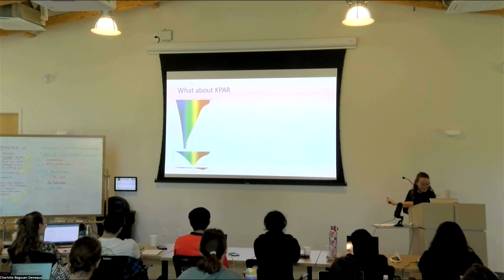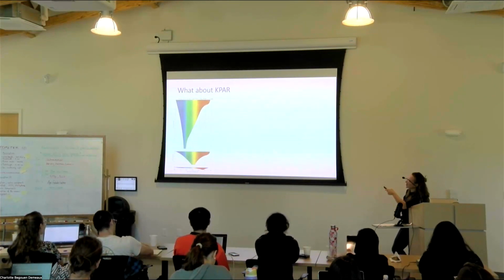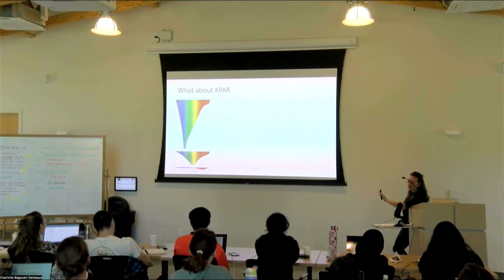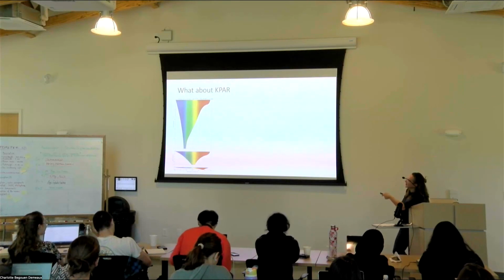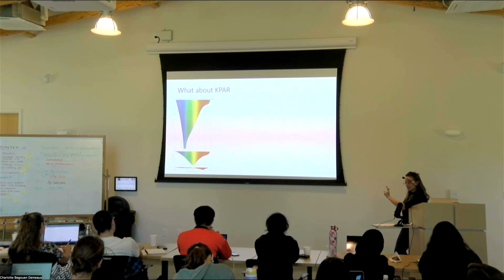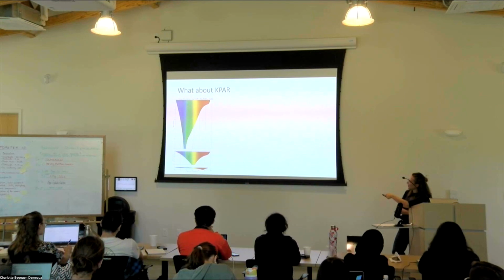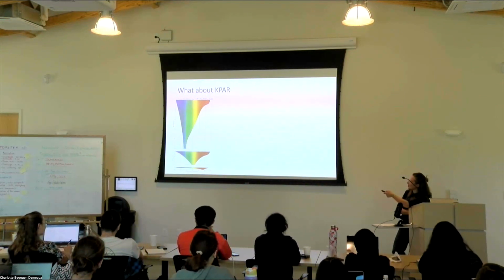Now, the cousin, K-par. The big difference between the K reagents and PAR is that PAR is the integrated light at visible wavelengths. So it's not just at one wavelength. But do we think that all wavelengths are attenuated the same way? Those are three PAR representations in three different waters.